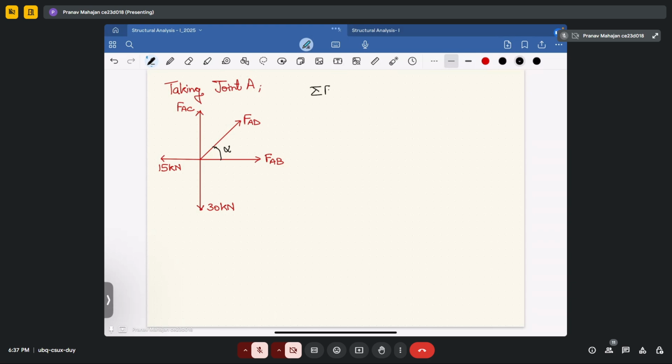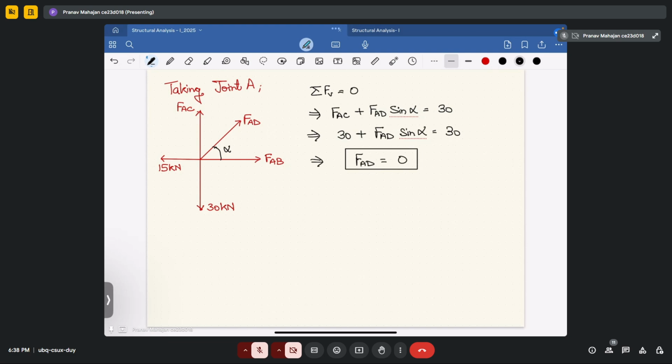That is, summation of vertical forces equal to 0. This will give you FAC plus FAD sine alpha equal to 30. Now your FAC is coming out to be 30, so 30 plus FAD sine alpha equal to 30. Rearranging the terms, we will get FAD equal to 0. So this is how we will solve the problem, and we got FAD in this equal to 0. This is how you will solve problems related to the method of joints.